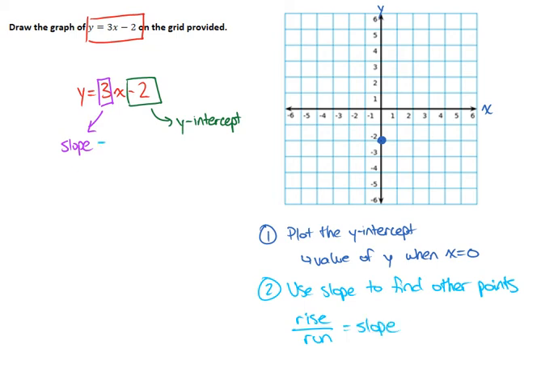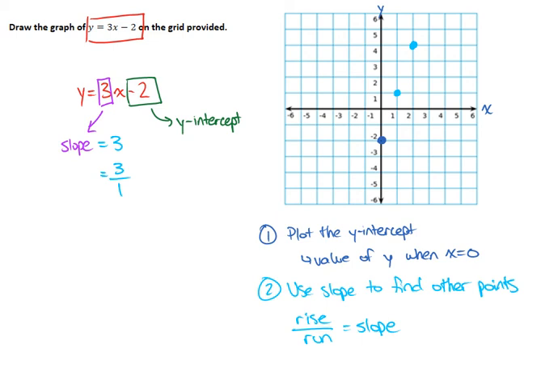So if our slope here is equal to 3, if we want to represent that as rise over run, we need to write 3 as a fraction. And the equivalent fraction for 3 would be 3 over 1. So that means our rise will be 3 and our run will be 1. So from our y-intercept, we're going to go up 3, so 1, 2, 3, and over 1. And we're going to get to our next point. And then we can do that again. We're going to go up 3, and we're going to go over 1 to get to our next point.